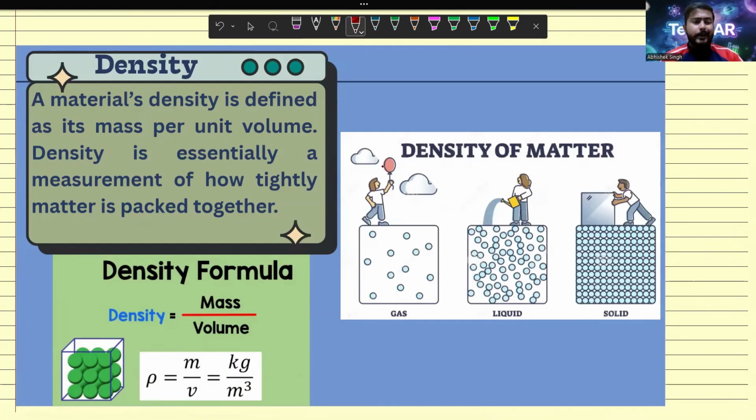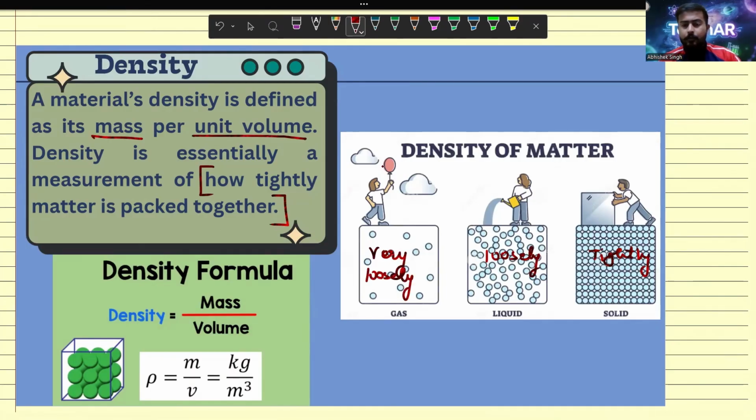If I read it aloud, a material's density is defined as mass per unit volume. That means density is essentially a measurement of how tightly the matter is packed together. We know about matter, there are different states of matter like solids, liquids, and gas. And we know that solids are very tightly packed. If I talk about the chapters that we have studied earlier in chemistry, the solids are tightly packed. Liquids are comparatively loosely packed if compared to solids.